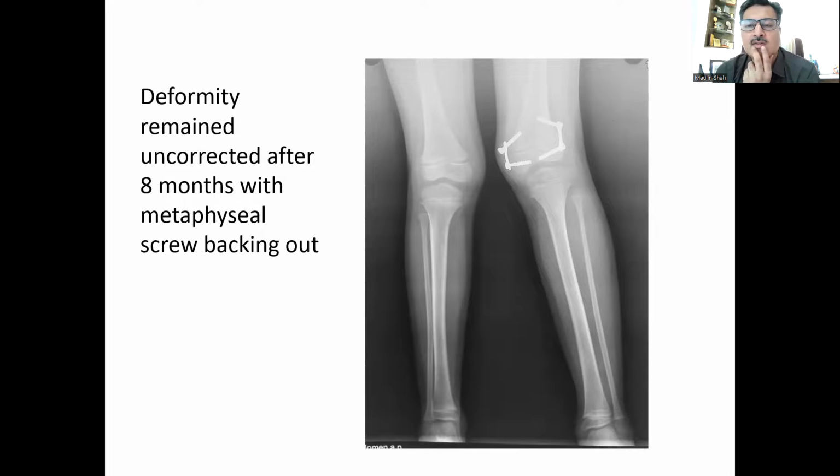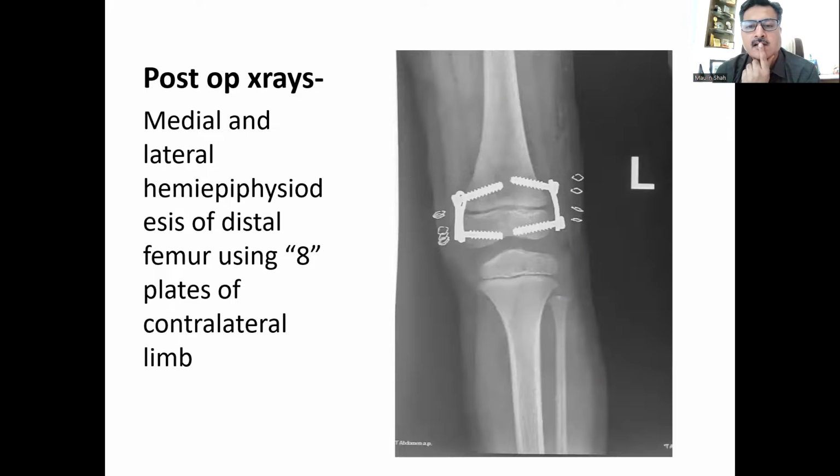Can you go back to the X-ray first? Yes, sir. So the implant placement is also absolutely all right. With growth, there is some backing out of the screw on the medial side. Yes, and that probably has not led the physis to stop growing from that side.